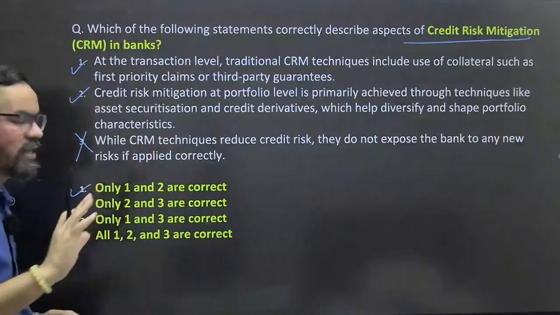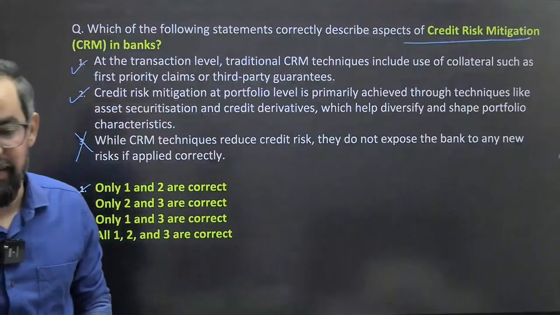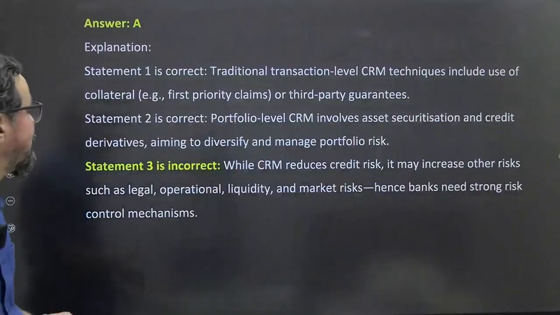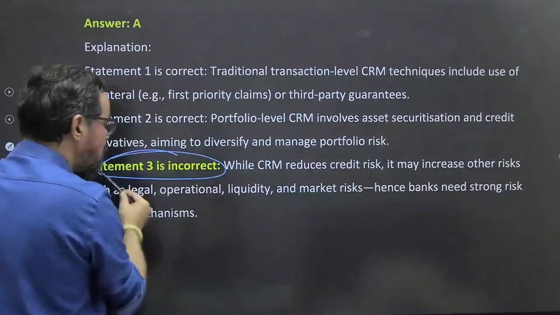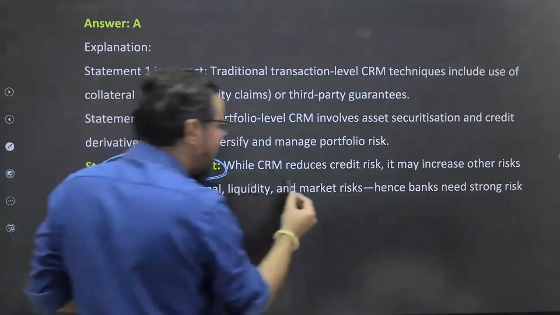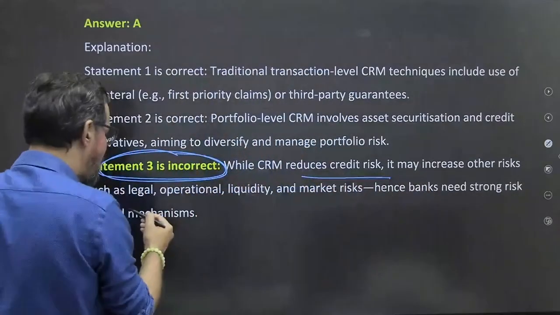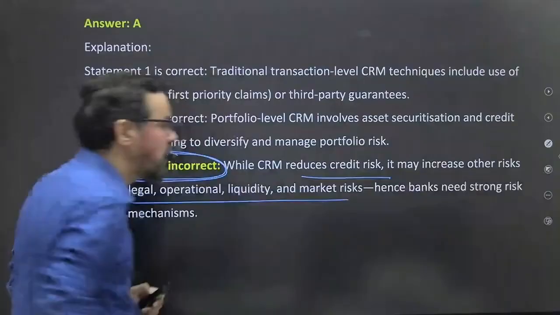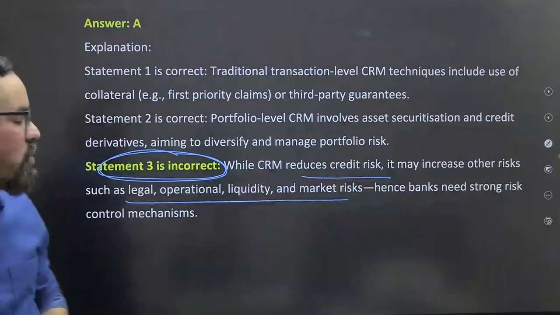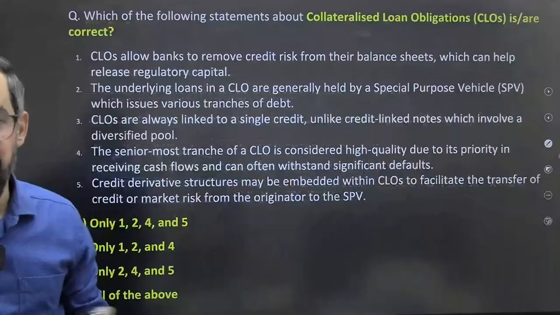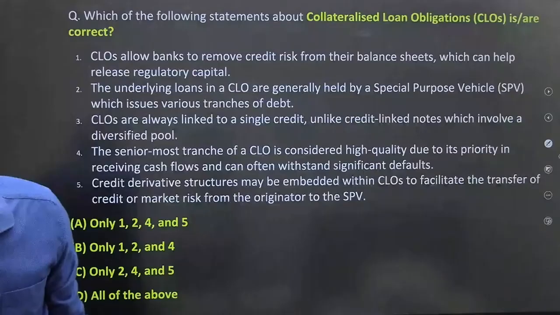Again, your option A. Has something gone wrong with the options today? All the options are going towards A. So option A, that is, while CRM reduces the credit risk, it may increase other risks like legal, operational, and so on, because we have to meet strong controls and we have interdependence among all these types of risk.